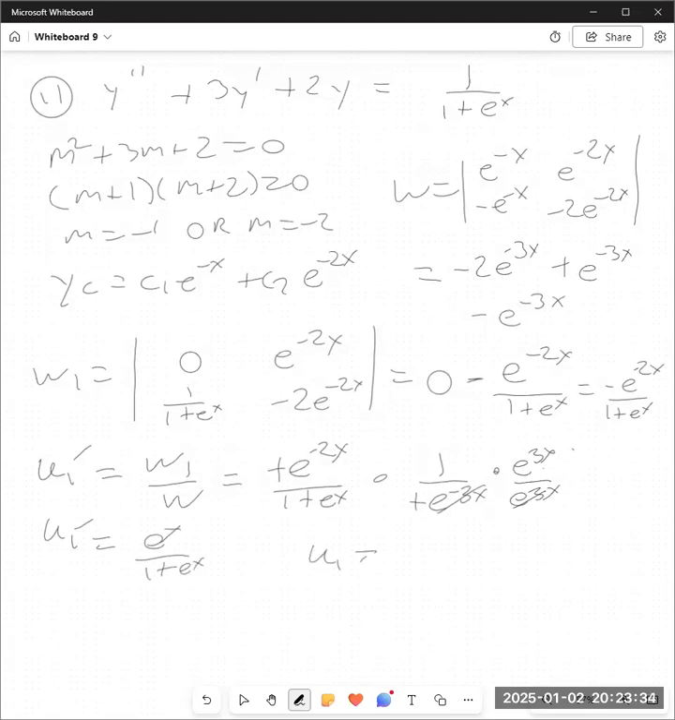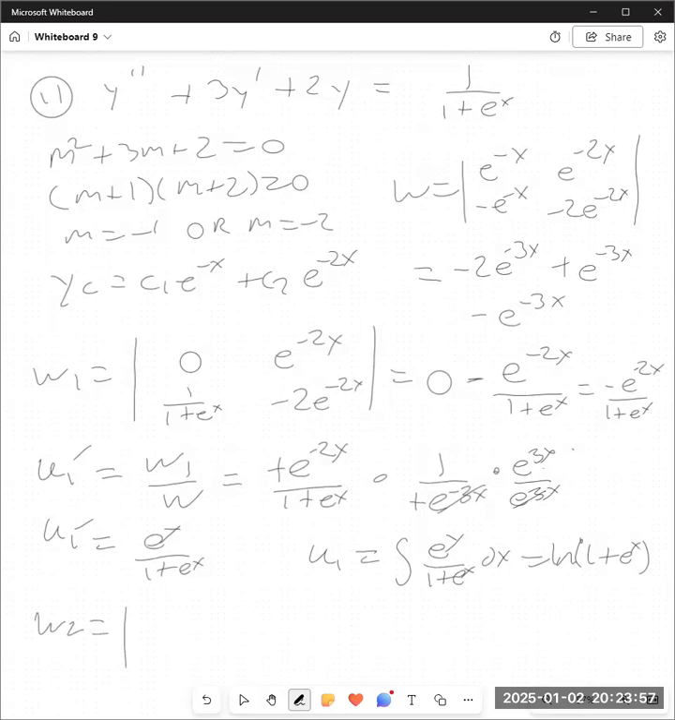So u1 is equal to the integral of e to the x over 1 plus e to the x dx, which is ln of 1 plus e to the x. I don't need the absolute value bars since 1 plus a positive number is always positive, so I don't need to force that to be positive.